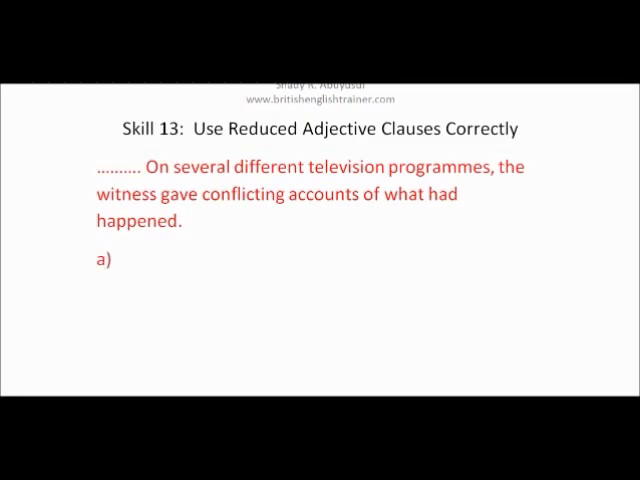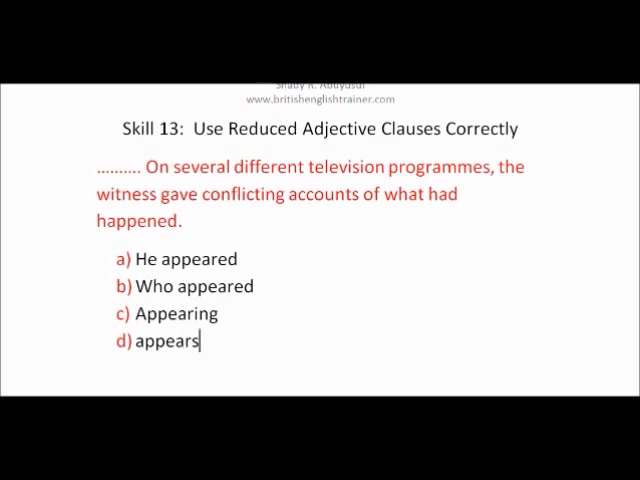Number A, he appeared. Number B, who appeared. Number C, appearing. And number D, appears. Now that's fantastic. On several different television programs, the witness gave conflicting accounts of what had happened. And then we have 4 choices. He appeared, who appeared, appearing, and appears.